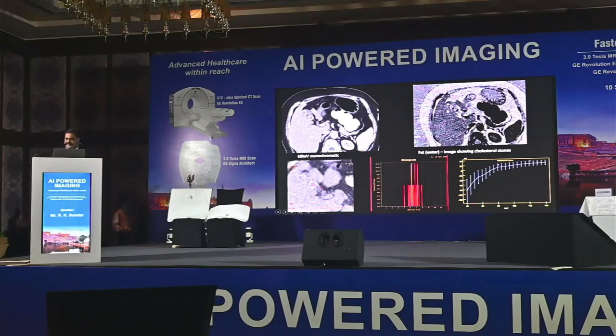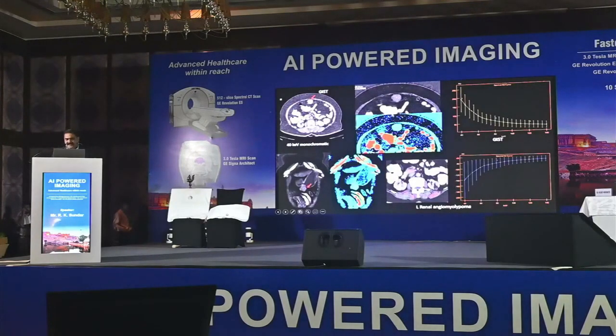So we created a fat image. It shows a negative curve, confirming that it's a fatty calculus in the gallbladder. The same patient had an intensely enhancing GIST, showing a high degree of contrast enhancement.